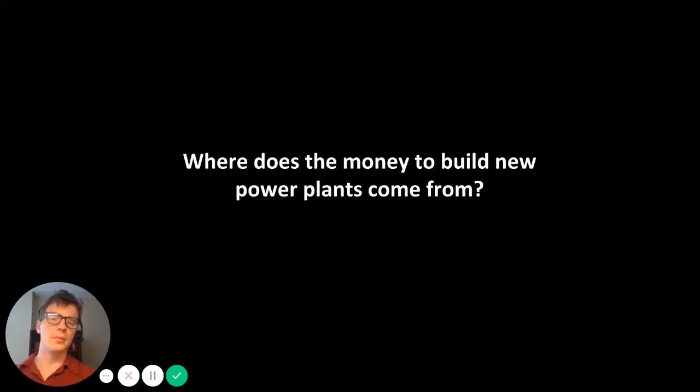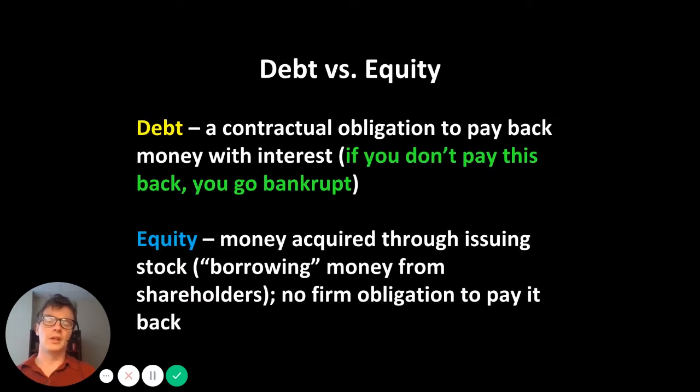So where does the money to build new power plants come from? So we looked at this early on in the class. There are two main sources: debt and equity. Remember, there's a trade-off in our use of debt versus equity. Debt is when utilities sell bonds, they're borrowing money, and there's a contractual obligation to pay this money back. But the reason why utilities rely more on debt is because there's a lower interest rate associated with debt. And part of that lower interest rate comes with the obligation to pay it back. So it's a safer investment for investors.